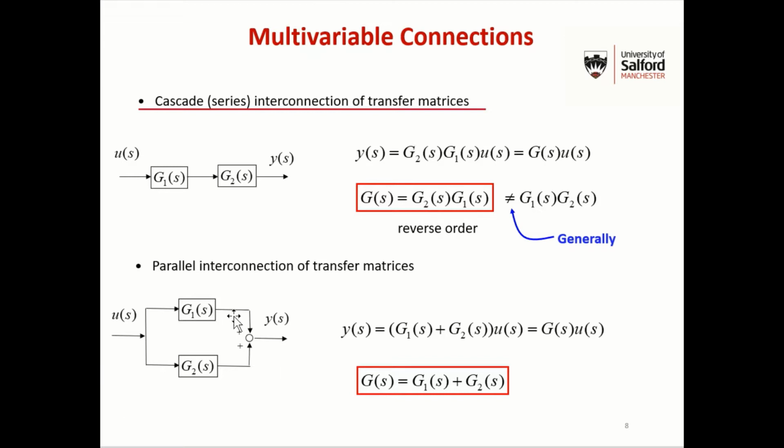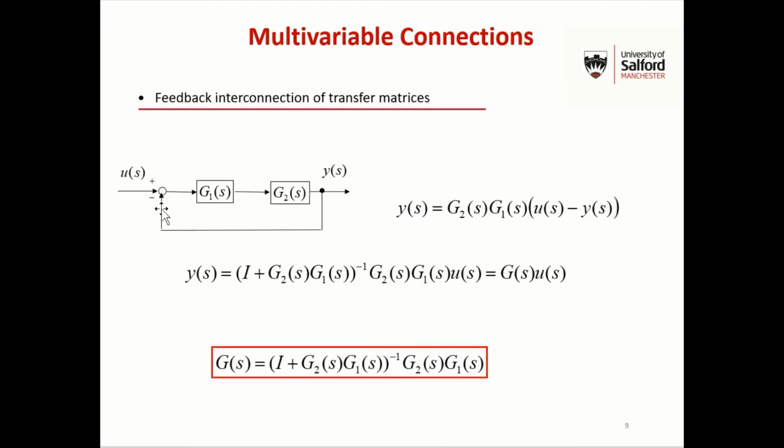If it's a parallel interconnection, obviously this plus this is the same as this plus this. A plus B is the same as B plus A in matrices, so it doesn't really matter. If we come to closed loop block diagrams, then again, this times this is the open loop block diagram times this. And then if we expand this out, we can rearrange it. It'll come out as the closed loop system being (1 plus G2 G1) to the minus 1 times G2 G1 times U, not G1 G2.